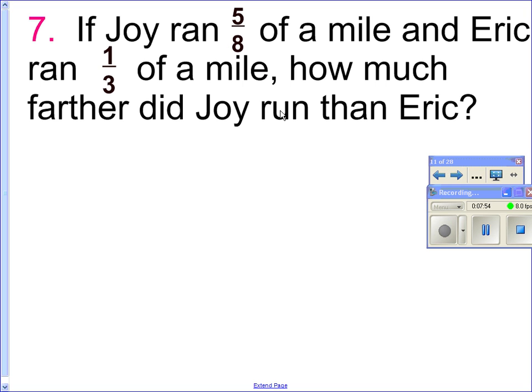Okay, so it says Joy ran 5/8 of a mile and Eric ran 1/3 of a mile. How much farther did Joy run than Eric? So if you're finding farther, you're going to subtract 5/8 minus 1/3. What's a common denominator between 8 and 3? Well, it's going to be 24.